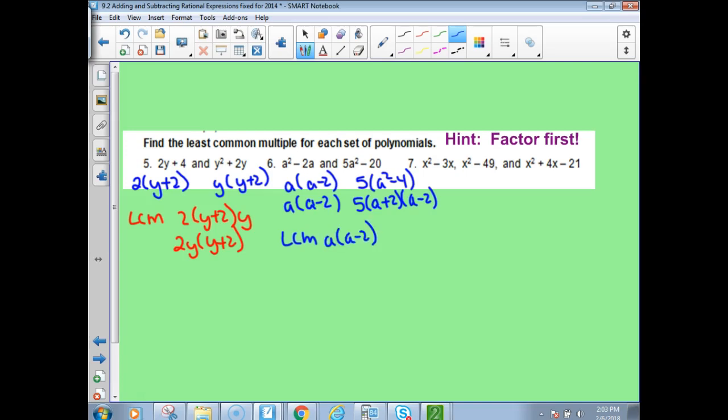All right, so now your LCM, least common multiple, needs to have everything in the first one, a times a minus 2. Look at the second one: what's new that you don't have down here already? The 5 and an a plus 2. I would probably rearrange this when I wrote my LCM and say 5a times a minus 2 times a plus 2.